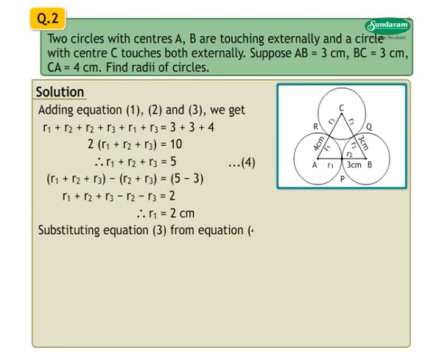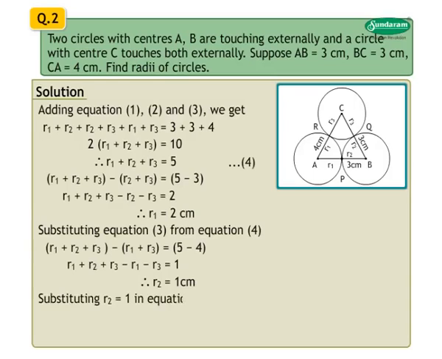Subtracting equation 3 from equation 4: (R1 + R2 + R3) - (R1 + R3) = 5 - 4. R1 + R2 + R3 - R1 - R3 = 1. On cancelling the opposite terms, we get R2 = 1 centimeter.